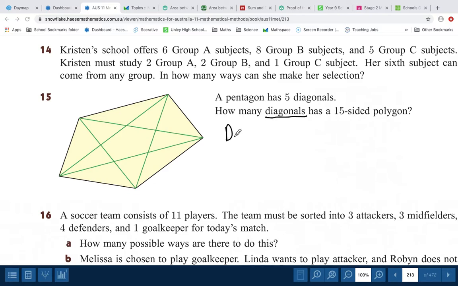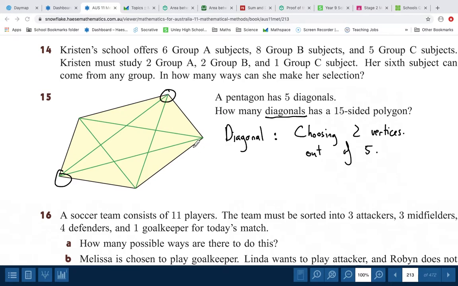A diagonal, what is it? We're connecting or choosing 2 vertices to connect out of, well, in this case, out of 5. There'll always be 2 that we're choosing. Like, let's say we choose that one and that one, right? There's 5 vertices. I want to know how many different ones can I choose, and then I join them up. And the order doesn't matter. So maybe that's A, and I'm choosing A, B, and C, and I've chosen AC.